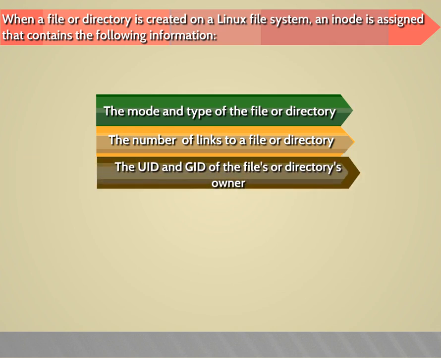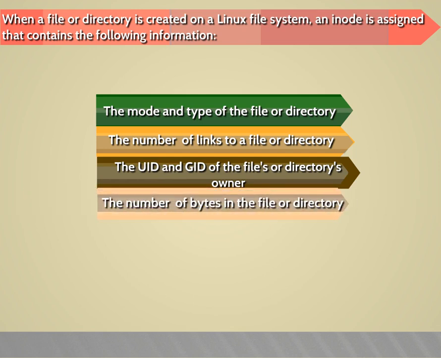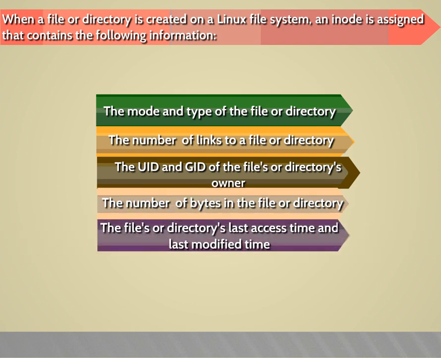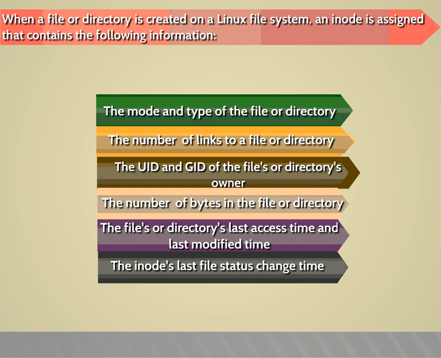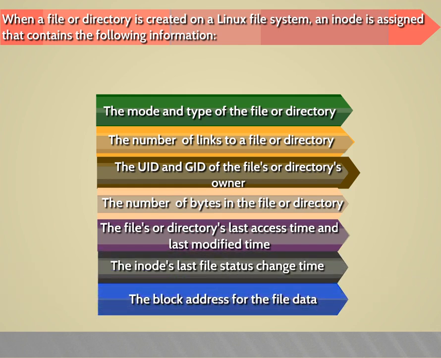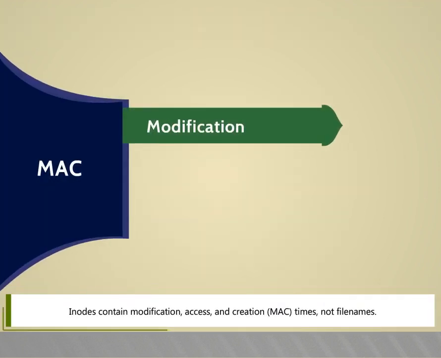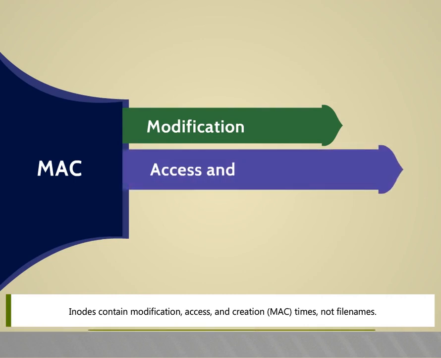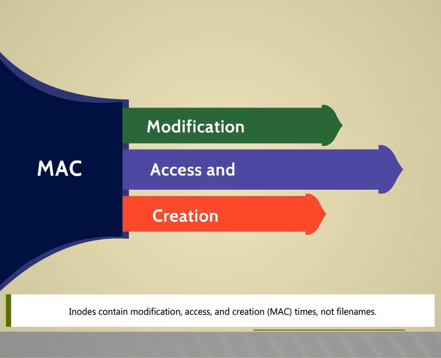the UID and GID of the file or directory's owner, the number of bytes in the file or directory, the file or directory's last access time and last modified time, the inode's last file status change time, the block address for the file data. Inodes contain modification, access, and creation, that is MAC times, not file names.